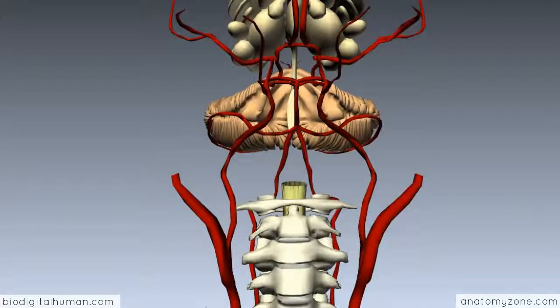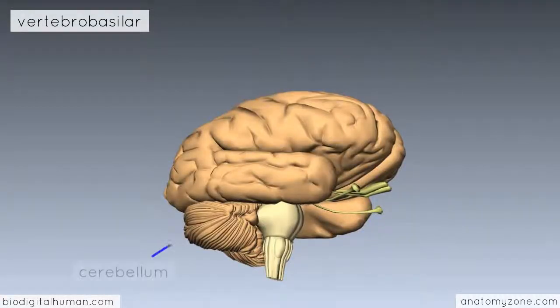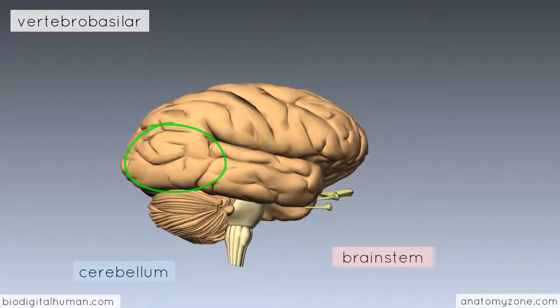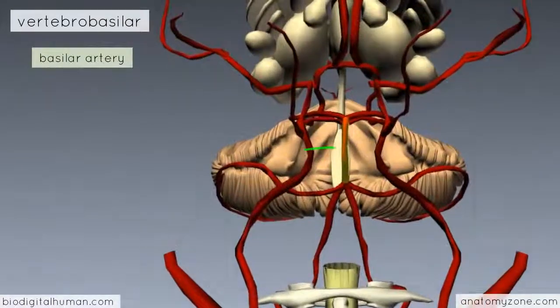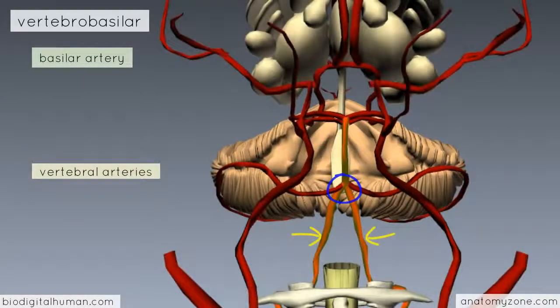So just coming back to the 3D model, the second source of blood is the vertebrobasilar system, which provides the posterior circulation. So this system supplies the cerebellum, the brainstem, and the posterior parts of the cerebral hemispheres. So the basilar artery, highlighted in yellow, is formed by the union of the two vertebral arteries on either side. So these two arteries join together at the level of the bottom of the pons, so the inferior aspect of the pons.